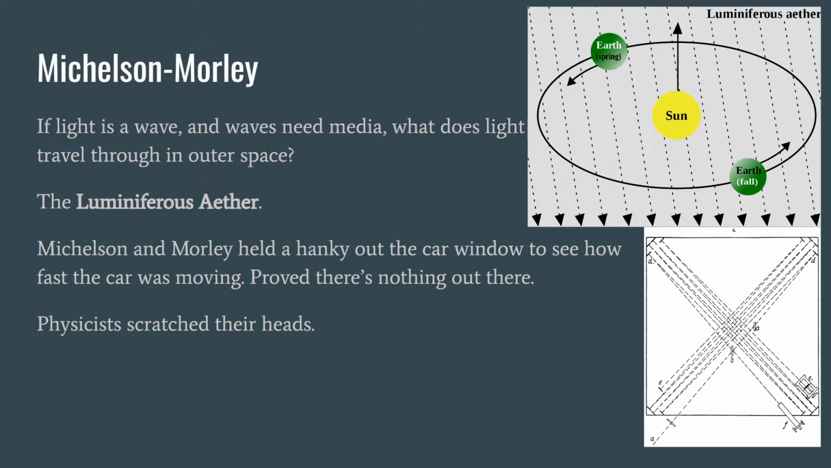So being classically educated in fancy educational institutions, these guys all knew about that. So they said, well, there must be this stuff called the ether, the luminiferous ether. It is the medium of outer space that allows light to travel. So Michelson and Morley decided to measure the luminiferous ether using the setup in the lower right.